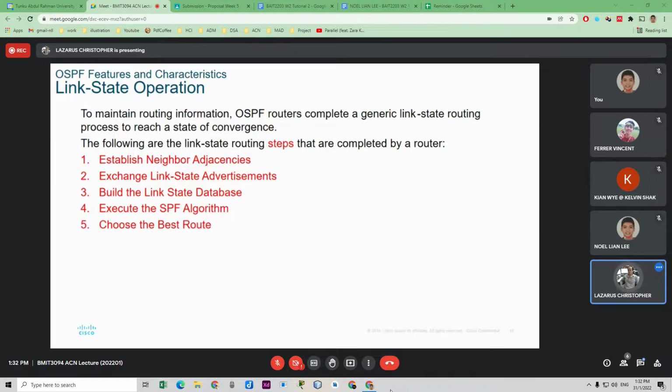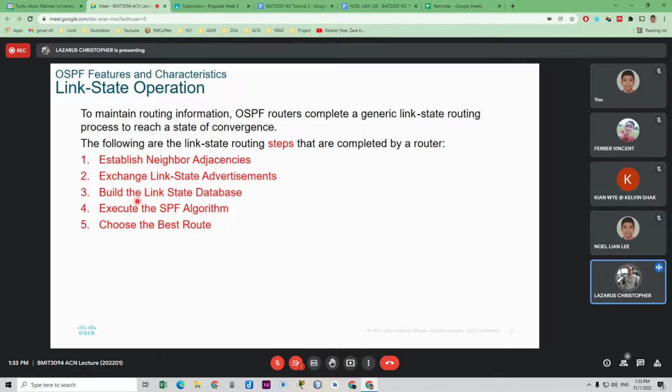After you found out, you already have a list of your neighbors, and then you exchange link state advertisements. Exchange means two-way. You share yours, and the other router shares to you as well, right? Once you get the information, you know further than just your directly connected networks. You know further beyond the one hop because it's shared by your adjacent neighbor. So you start to build the link state database. Then you execute the SPF algorithm, and it should give you the best route. Once you get the best route, you're ready to populate your routing table.